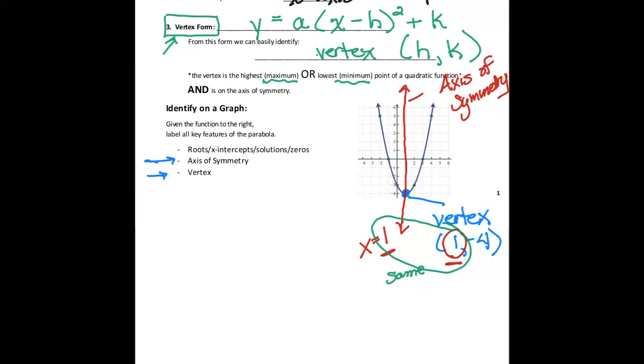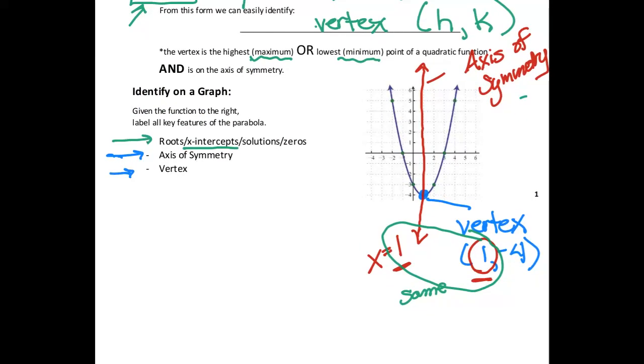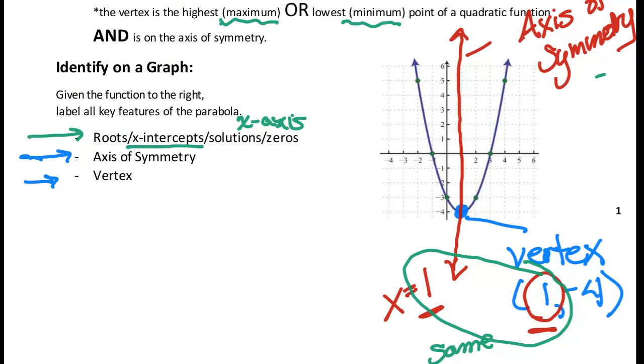All right, so now let's take a look at our roots. Our x-intercepts, our solutions, our zeros. They're all the different names for the same thing. And we can find those on the x-axis. So take your pen, your pencil, whatever you have, your finger. You're going along, and here, that is an x-intercept. Okay, keep going to the other side. That is an x-intercept. All right.